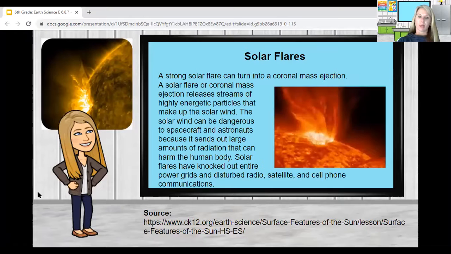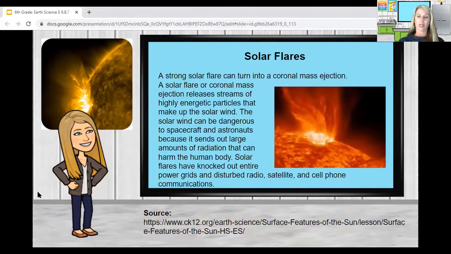A strong solar flare can turn into a coronal mass ejection. A solar flare or a coronal mass ejection releases streams of highly energetic particles that make up the solar wind. The solar wind can be dangerous to spacecraft and astronauts because it sends out large amounts of radiation that can harm the human body. Solar flares have knocked out entire power grids and disturbed radio, satellite, and cell phone communications right here on Earth.